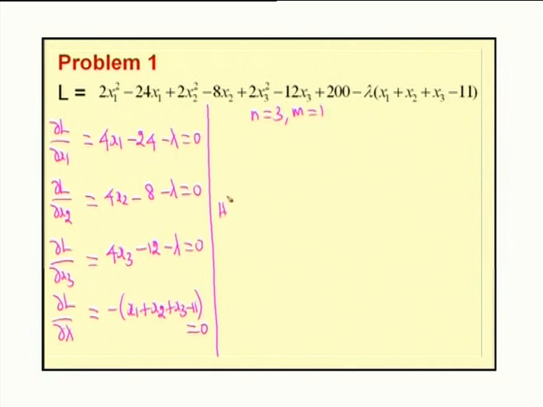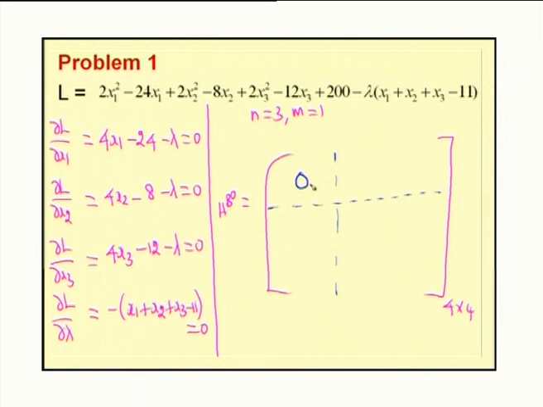Therefore, the corresponding bordered Hessian matrix is of order 3 plus 1, that is of order 4 cross 4. So, in this bordered Hessian matrix, the matrix is divided into 4 blocks. Since m value is 1, the first block is a null matrix 0 of order 1 cross 1. Next, we have to construct the matrix U. U is nothing but dou h by dou x1.